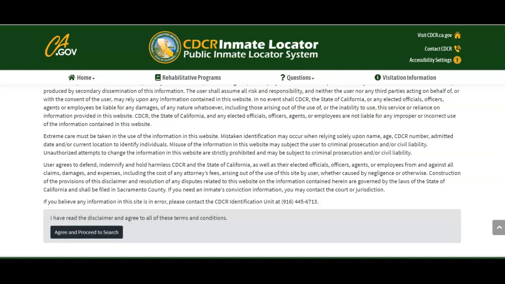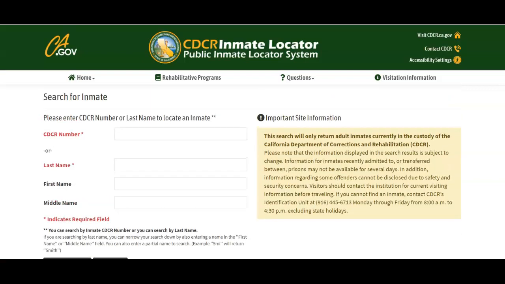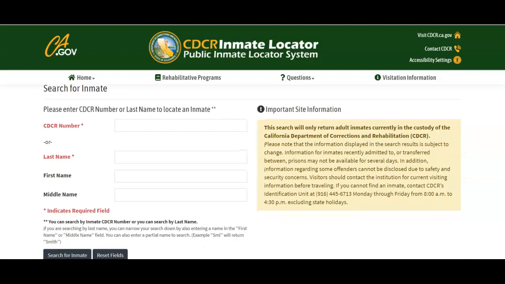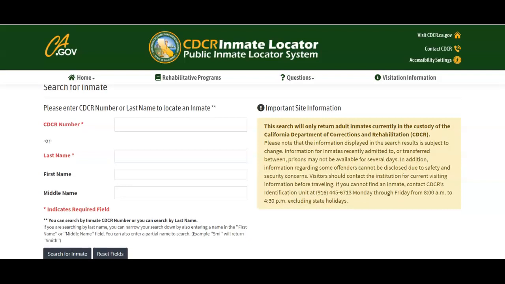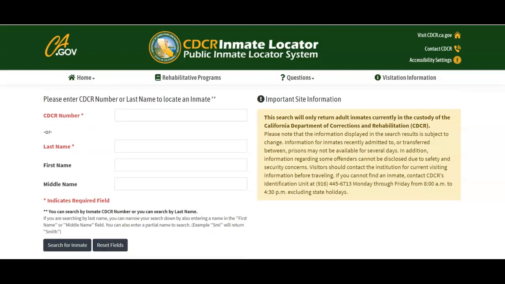So after you agree to the disclaimers, you get to the actual search. Like a lot of the other inmate sites we've looked at in terms of the different states, if you do happen to have the specific corrections ID number, in this case the California Department of Corrections number, you can put that in and obviously go right to your inmate. Otherwise, you can search by name and middle initial. They don't really let you narrow it down any further than that.